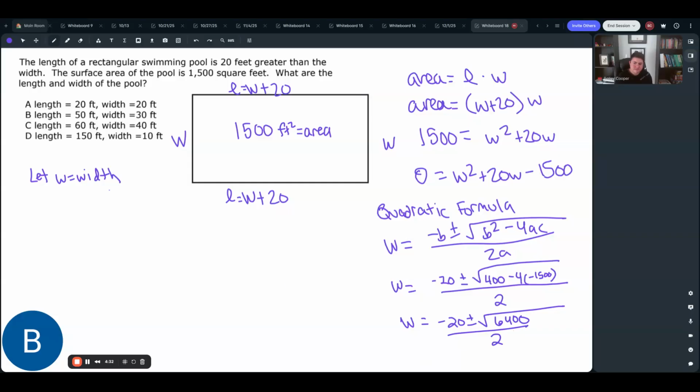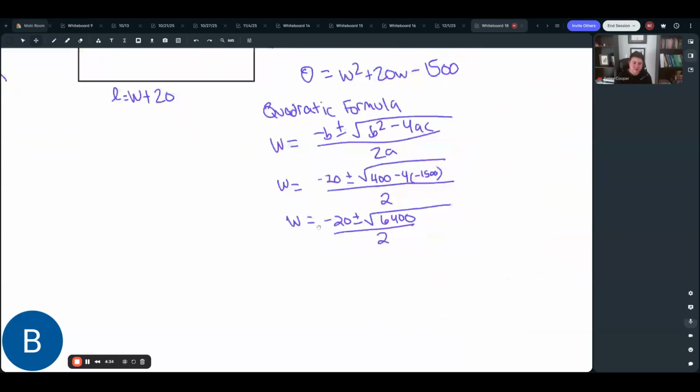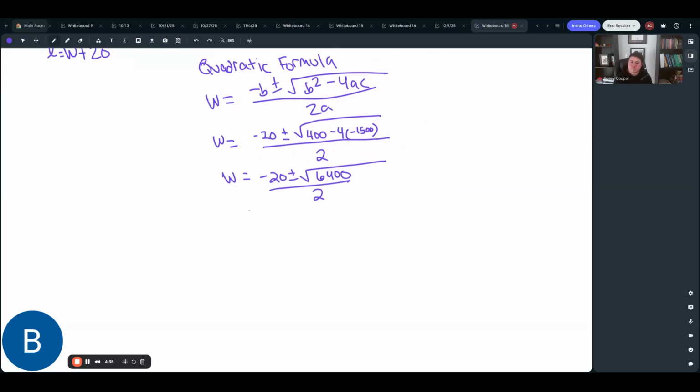Over 2. Let me scoot us around a little bit here. And then the square root of 6,400, I think, is 80. Again, you can go to the calculator for this stuff if you're not sure. Over 2. Cool, let's go ahead and just divide both of these by 2, actually, while we're at it. So that's going to be negative 10 plus or minus 40.